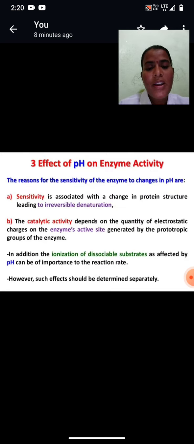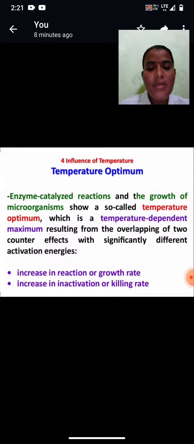Third one, effect of pH on enzyme activity. The sensitivity of the enzyme to changes in pH is associated with a change in protein structure leading to irreversible denaturation. The catalytic activity depends on the quantity of the electrostatic charges on the enzyme's active site generated by the prototropic groups in the enzyme. In addition, the ionization of dissociable substrates as affected by pH can be of importance to the reaction rate. However, such effects should be determined separately.